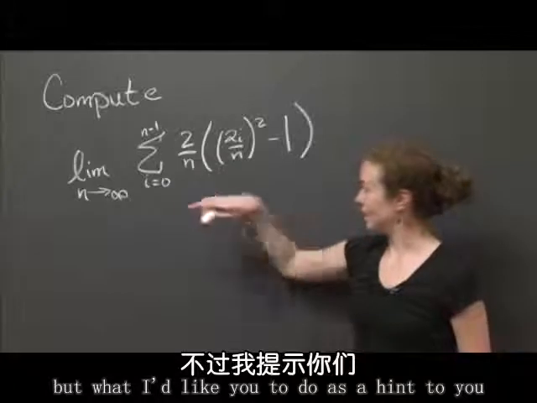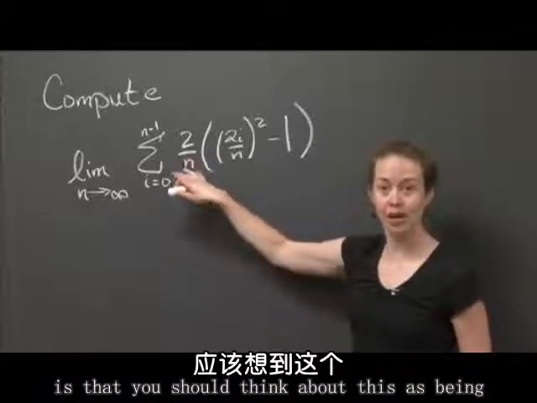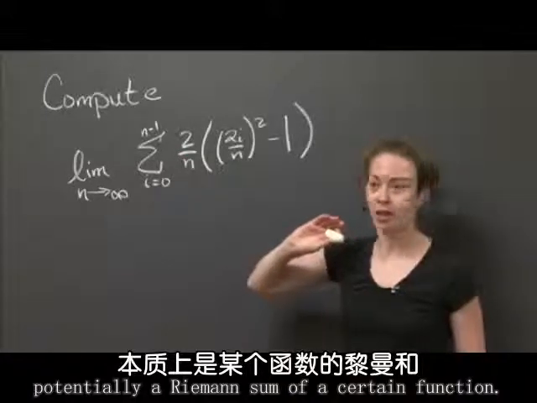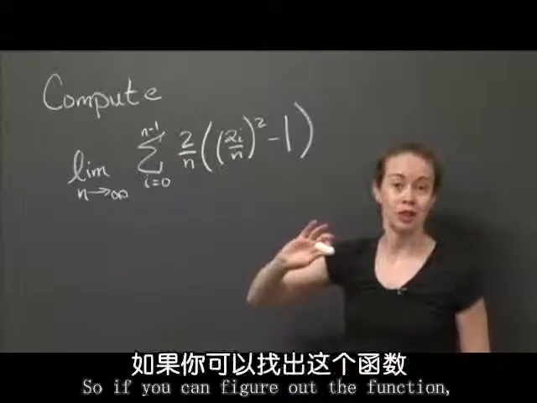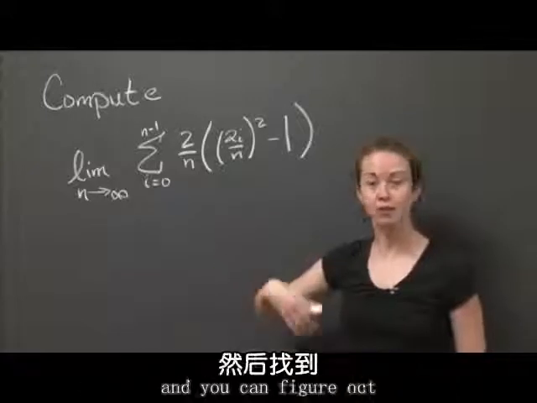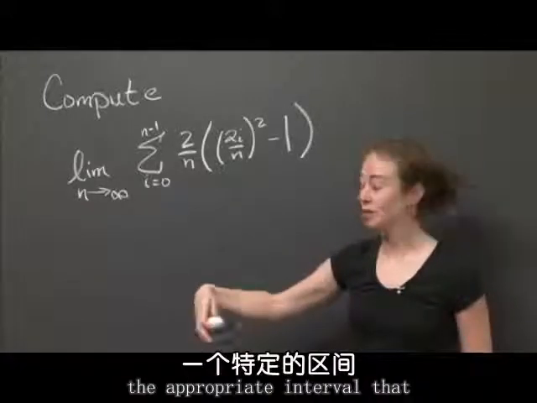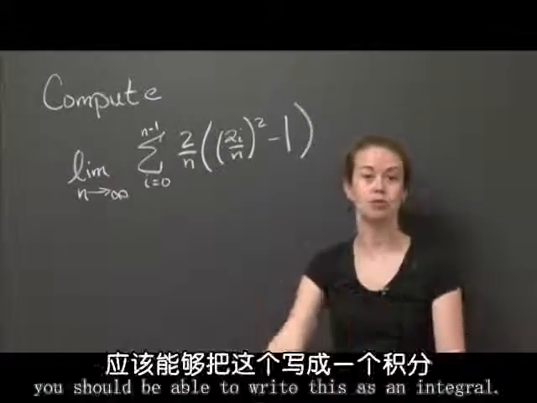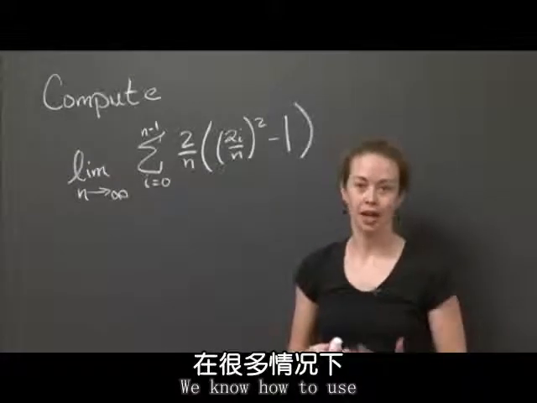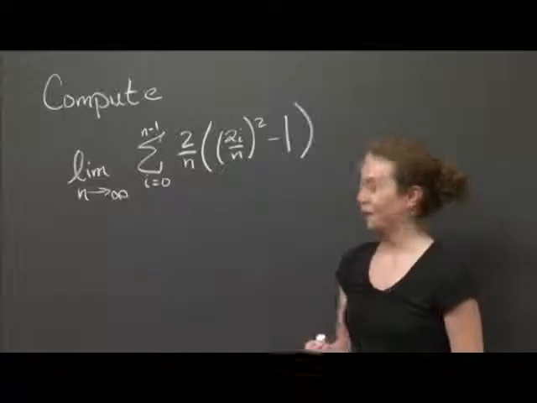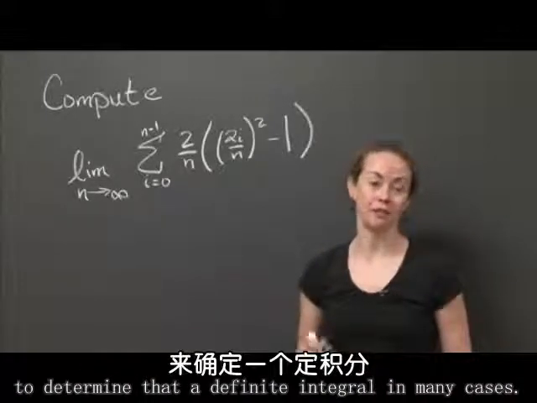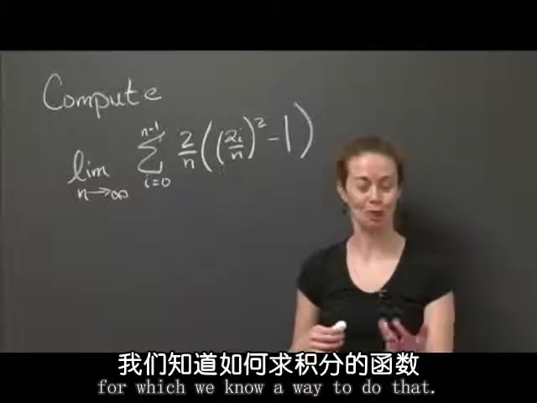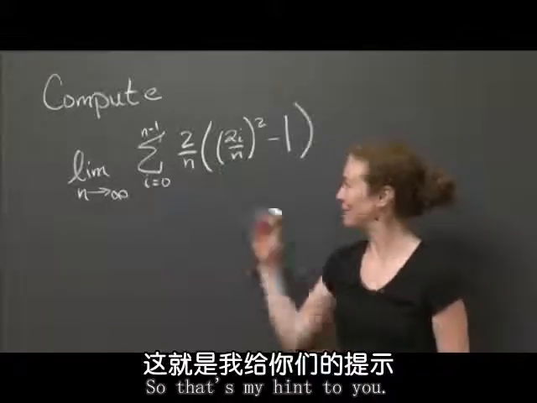Now, this might look a little intimidating to try and take a limit of, but what I'd like you to do, as a hint, is think about this as potentially a Riemann sum of a certain function. If you can figure out the function and the appropriate interval that you're taking a Riemann sum over, as n goes to infinity, you should be able to write this as an integral. And we know how to use the fundamental theorem of calculus to determine a definite integral in many cases. Hopefully this is a function for which we know a way to do that.